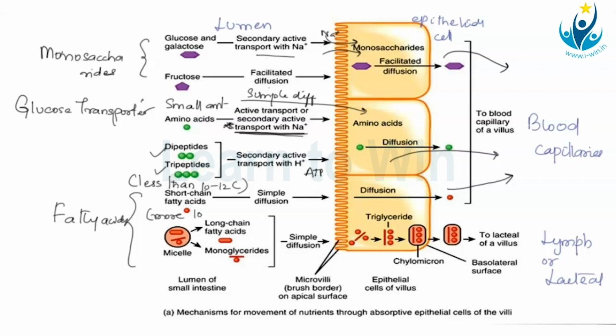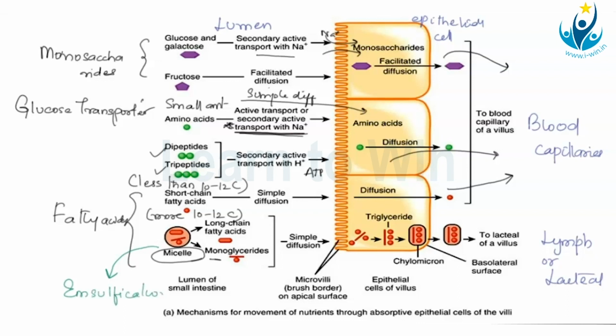But if it's a long chain fatty acid, what does that mean? More than 10 to 12 carbons are there. Or if it's a glycerol, that means they have come from the micelles. Remember, triglycerides undergo emulsification to form a micelle, and that micelle is acted upon by the pancreatic lipase to make them into fatty acids and glycerides. So this structure is literally coming from emulsification.